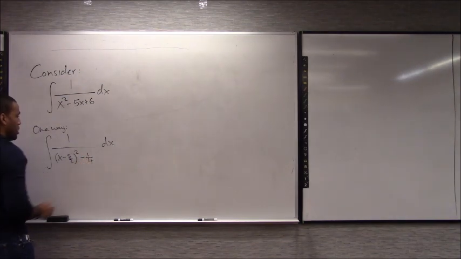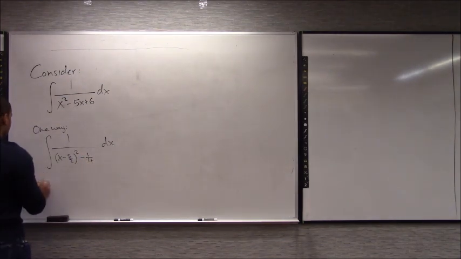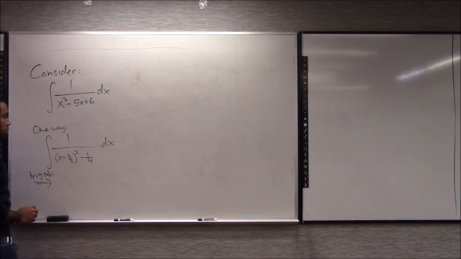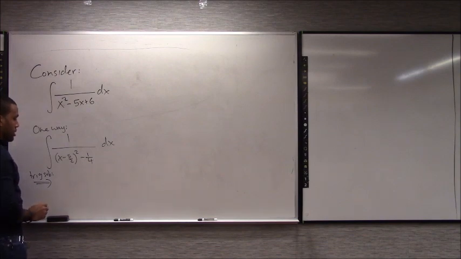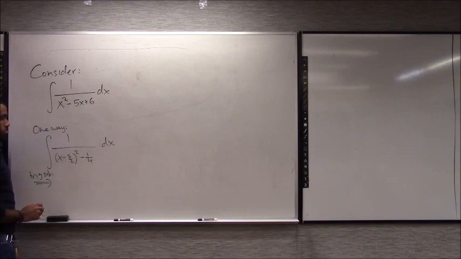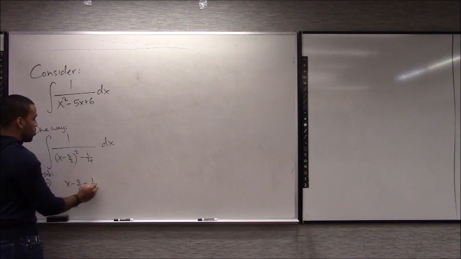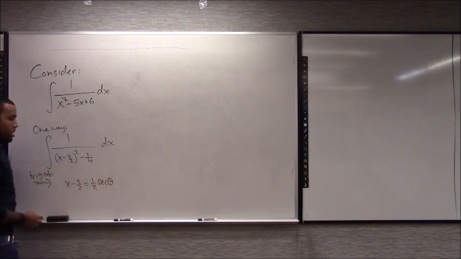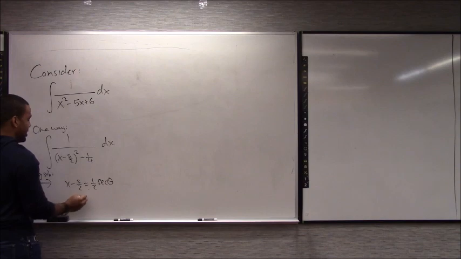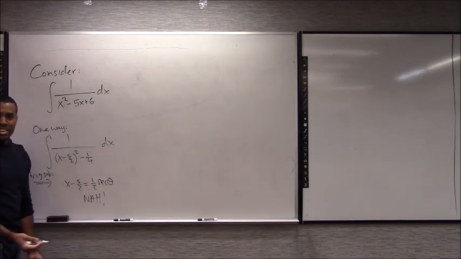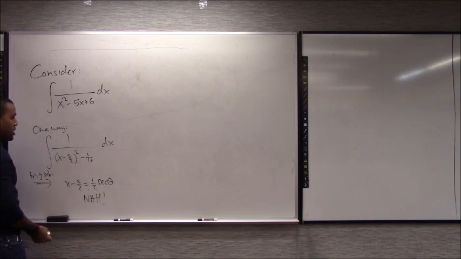Okay, so you could do that, and then you could apply a trig sub. And what would the correct trig sub be? X minus 5 over 2 is equal to 1/2 secant theta. And after this, it's like, yeah, nah, you're not going to do that, right? It's kind of getting annoying already. You're going to be doing a trig substitution, all these fractions. Doable, don't want to do it.